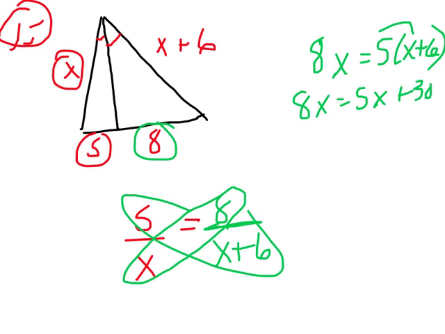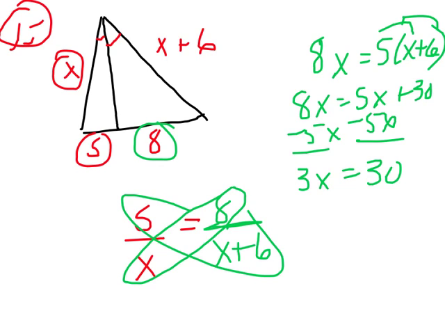Don't forget to distribute to the second number. Subtract 5x from both sides. And you get 3x is equal to 30. If you divide by 3 on both sides, you'd get x equal 10.